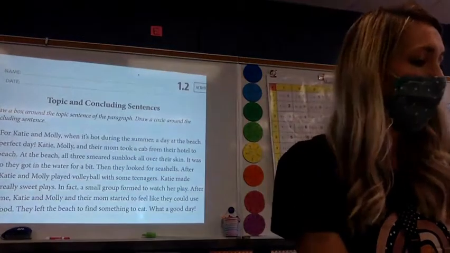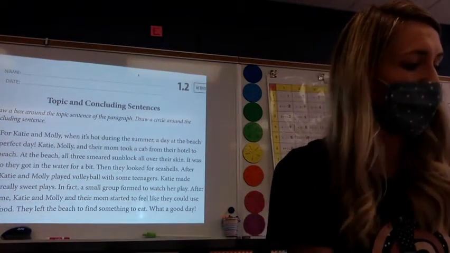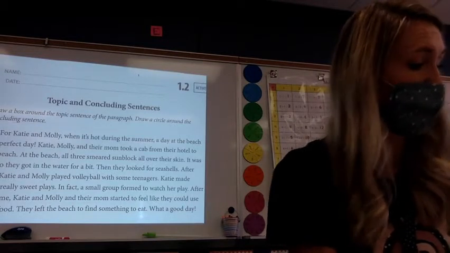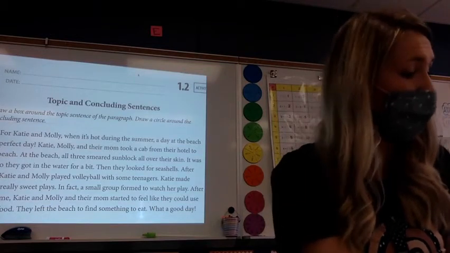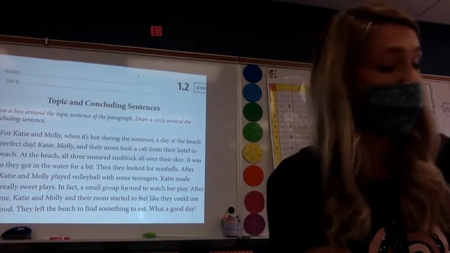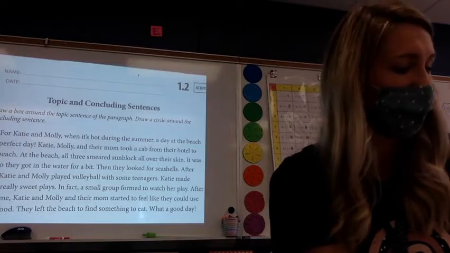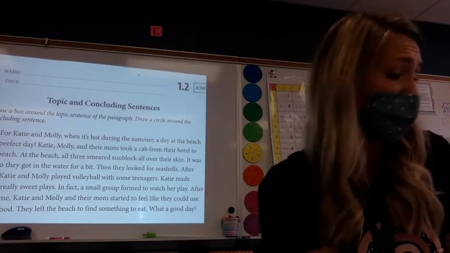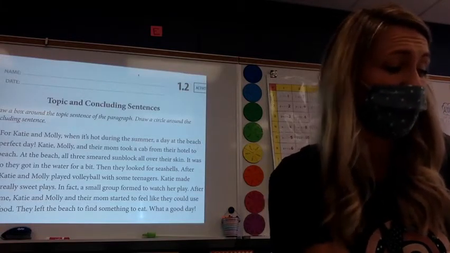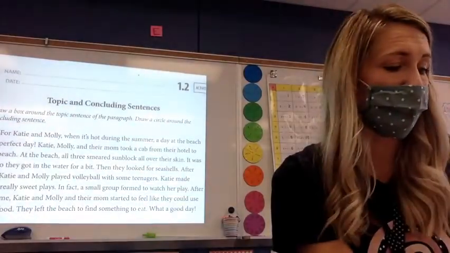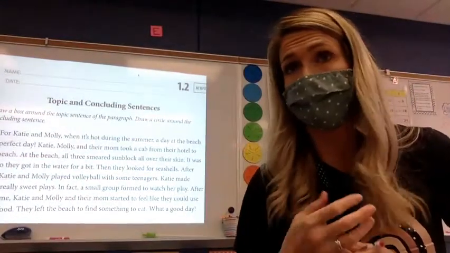Our paragraph reads, for Katie and Molly, when it's hot during the summer, a day at the beach is a perfect day. Katie and Molly and their mom took a cab from their hotel to the beach. At the beach, all three smeared sunblock on their skin. It was hot, so they got in the water for a bit. Then they looked for seashells. After that, Katie and Molly played volleyball with some teenagers. Katie made some really sweet plays. In fact, a small group formed to watch her play. After the game, Katie and Molly and their mom started to feel like they could use some food. They left the beach to find something to eat. What a good day! What is our topic sentence in that paragraph?